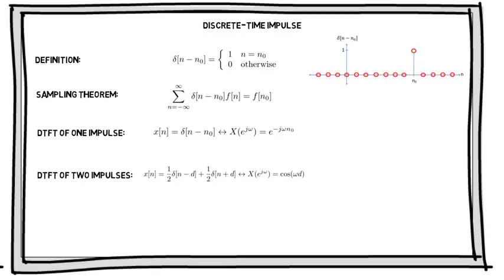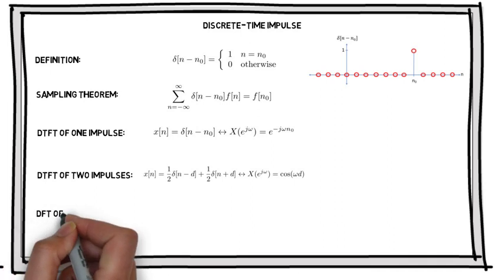And the Fourier transform of each of those is a complex exponential, so we'll multiply each of them by 1/2, and then we get 1/2 e to the negative j omega d plus 1/2 e to the positive j omega d, which is the cosine of omega d.